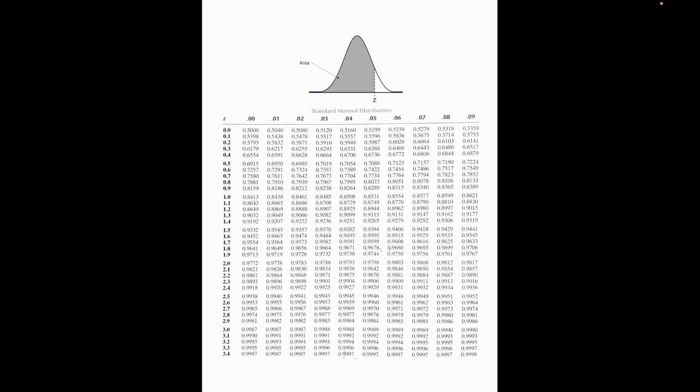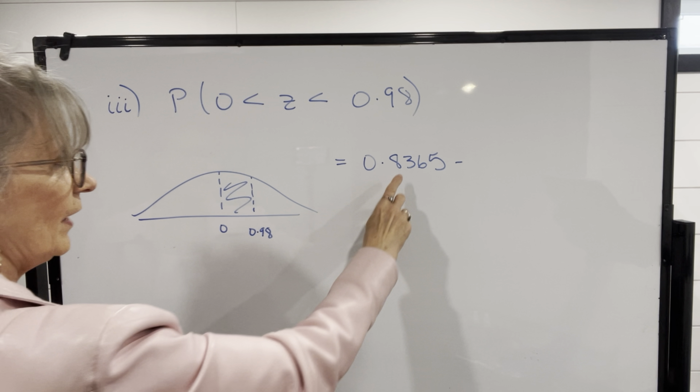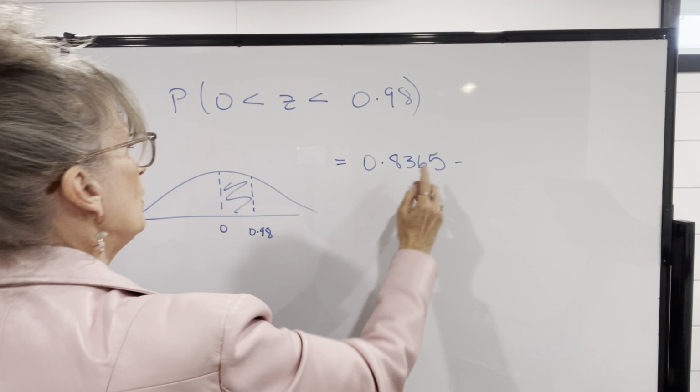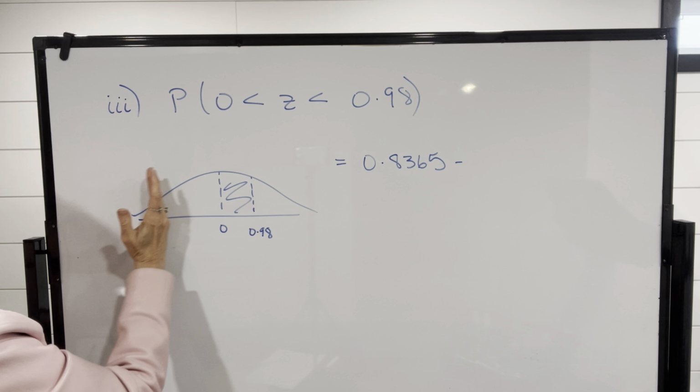We're working with a positive z-score, so this is the table that we're going to use, and we are looking for 0.98. So we look for 0.9 on the left, and then 0.08 at the top. The intersection of those two lines will give us the area we're looking for, 0.8365. That value is 0.8365.